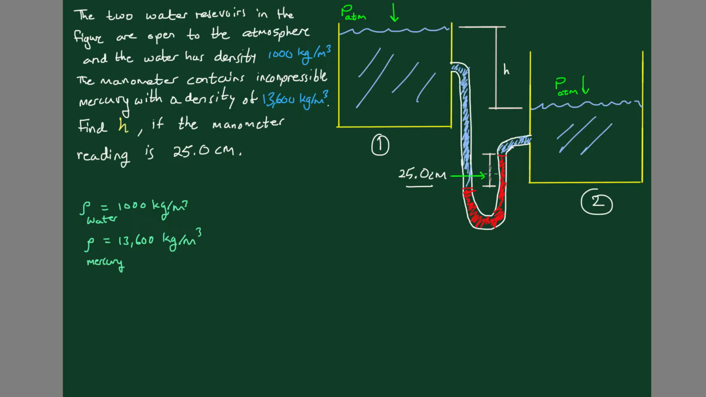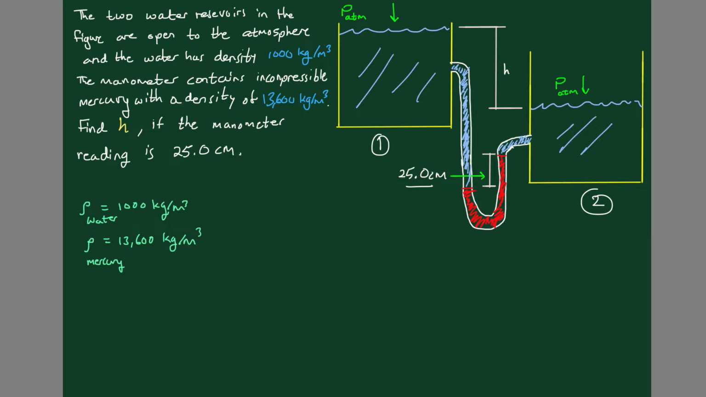So the reading here is the difference between the height levels of the mercury. So we have here the given information. The density of the water is 1000 kilograms per cubic meter, and the density of the mercury here in red is 13,600 kilograms per cubic meter. What we're going to do is apply the simple fact that a pressure change in liquid corresponds to the change in height.